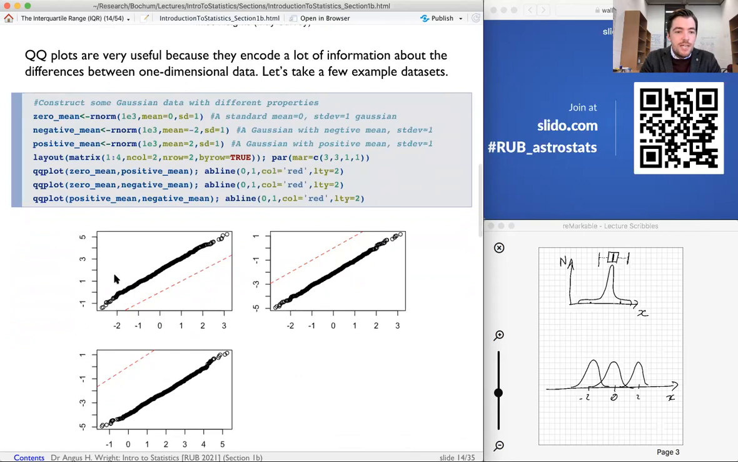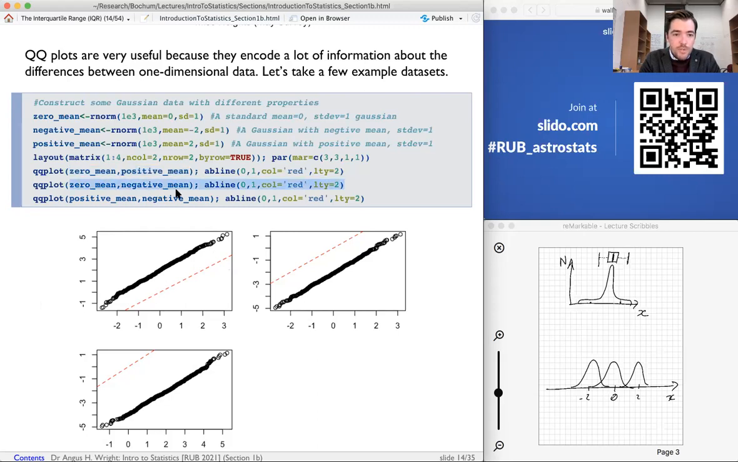What you can see is that if I plot the 0 mean versus the positive mean first, the 0 mean is on the x-axis here, the positive mean is on the y-axis. I haven't plotted the labels on the x and y-axis here, which is extremely naughty of me. I'll make sure that I change that in the lecture notes so that you don't learn bad habits. But you can see that the positive shift in the mean has caused a shift with respect to the distribution and the one-to-one line.